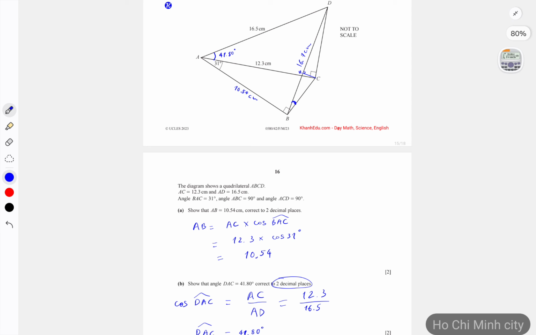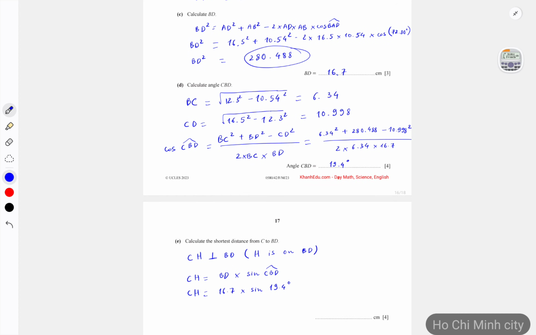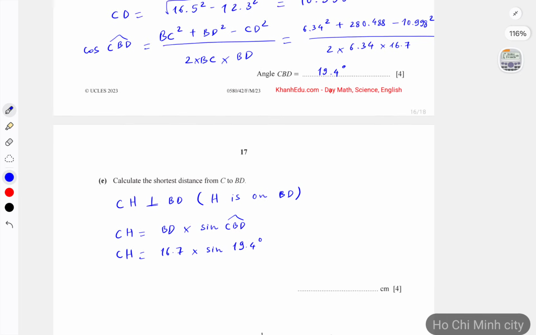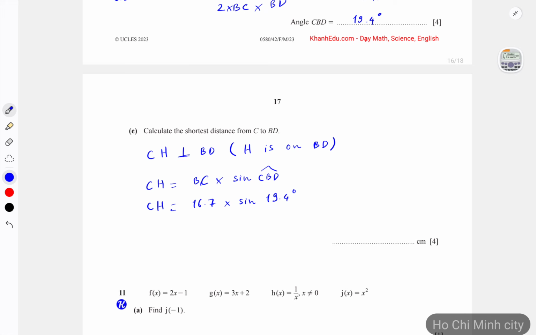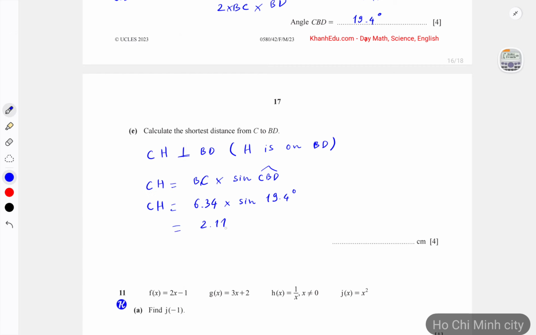All right, wait. CH is equivalent to BC, BC is not BD, all right? So this one is BC times the sine of this angle. BC is 6.34. And hence the answer should be 2.1, and we need to correct it to 2 decimal places, so 2.11 centimeters.